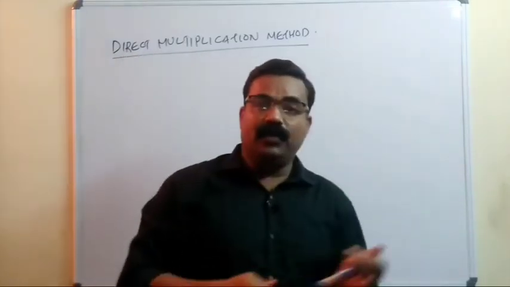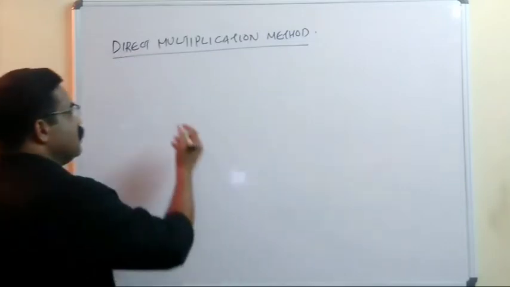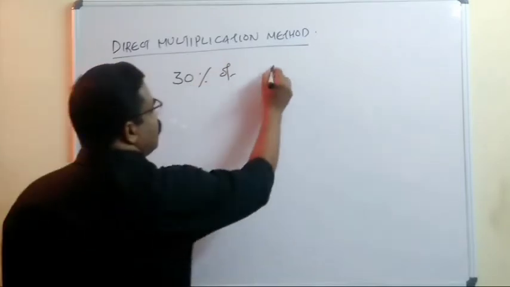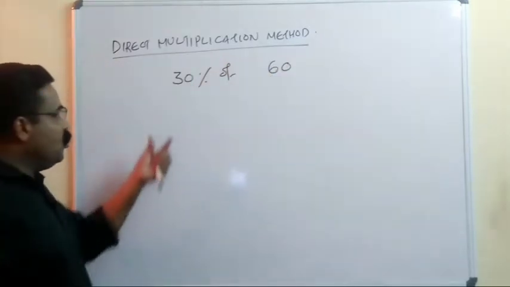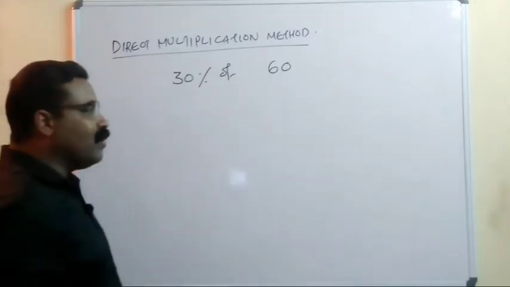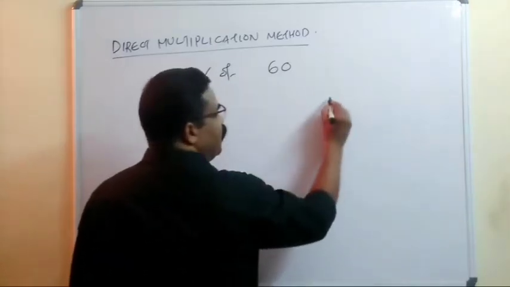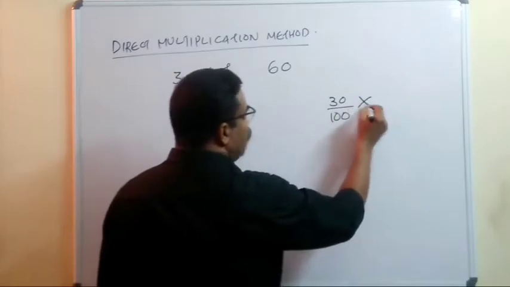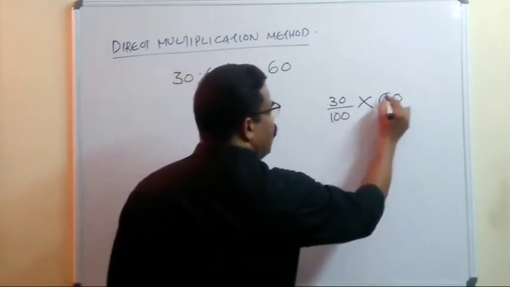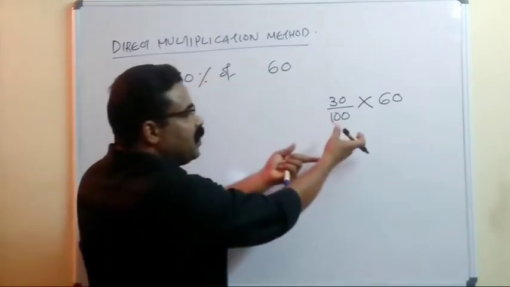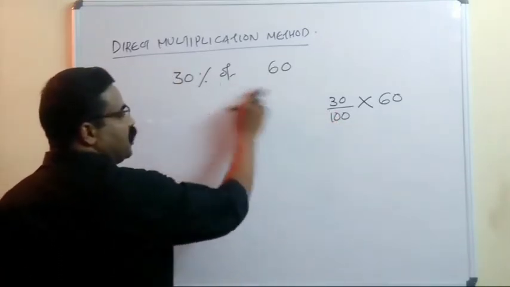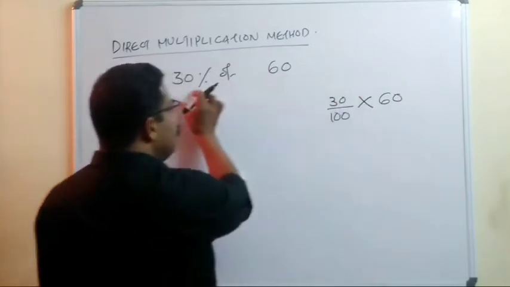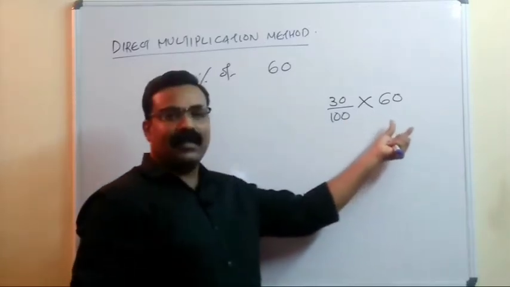For example, you want to find out 30% of a number, for example, 30% of 60. What is the normal conventional method we will do? 30% means 30 divided by 100. Then of means multiplication with the number 60. So we convert this sentence into mathematical form: 30% of 60 can be written as 30 by 100 multiplied by 60.